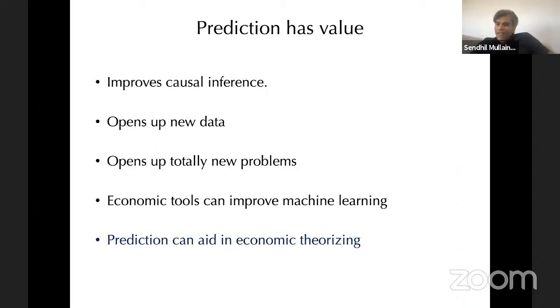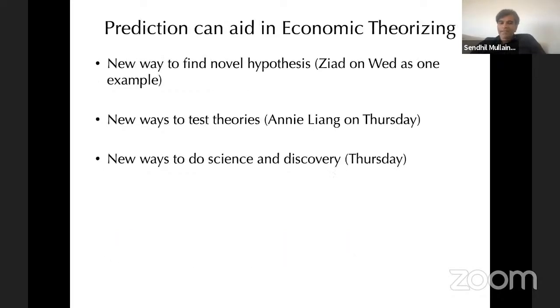Okay. Finally, I'll do this very briefly. Prediction can aid in economic theorizing, and I think there are three ways this can happen. I think this is a really wonderful tool for finding novel hypotheses. Ziad will describe this on Wednesday. It also provides a tool for doing very different ways of testing theories than we're normally used to doing, and for doing science and discovery. This is probably the bit I'm most excited about, because I think the world of hypothesis testing provides a tool, but machine learning is going to give us a very new way of working with science.